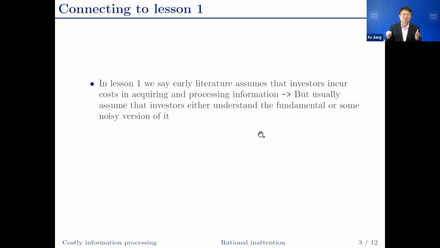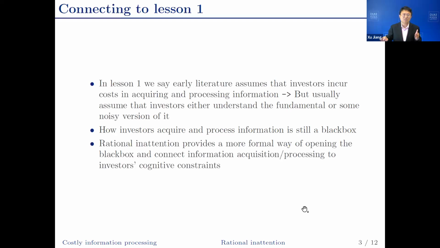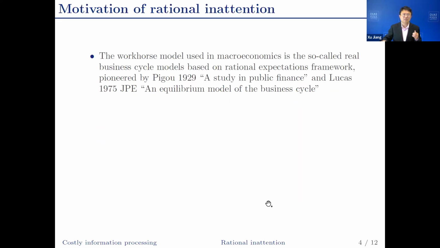In a previous lesson, we discussed the early literature on information acquisition and processing. That literature assumes that investors incur some cost and then either understand the fundamental or some noisy version of it. How investors incur those costs and acquire and understand the fundamental or some noisy version of it is still a black box. Rational inattention provides a formal way to open the black box. And in doing that, it connects information acquisition and processing to investors' cognitive constraints and to what kind of information investors are going to acquire and process explicitly.